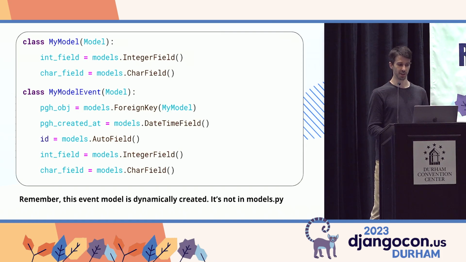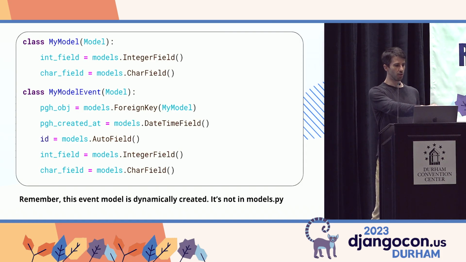So pgh_obj points to the main model. You have your main model here, and a totally different event log over here pointing to your main model, with all the fields. The thing to keep in mind is that you're not writing this model in your models.py; it's generated dynamically. You can still import it like it's a model, and Django still sees it as a model. You don't actually have to go create this though.